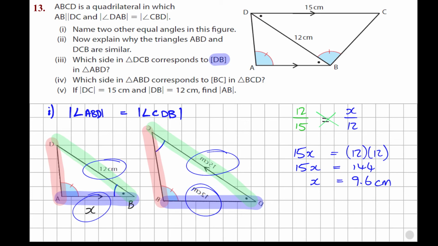So just to quickly go through what we did there, we mapped the corresponding sides together. So 12 over 15 is equal to x over 12. Then we cross multiplied. So we said 15 times x is 15x, 12 times 12 is 144. To get 1x by itself, we divided both sides by 15. So 15x divided by 15 leaves us with x. 144 divided by 15 leaves us with 9.6. Okay, so that's the length of AB. So the answer there is 9.6.